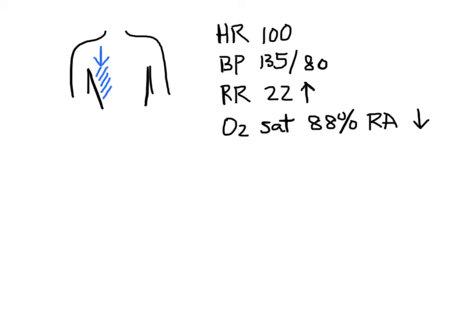You ordered some oxygen for this patient. Asked the nurse to put in a peripheral IV line. Asked for a 12-lead ECG and a chest X-ray.